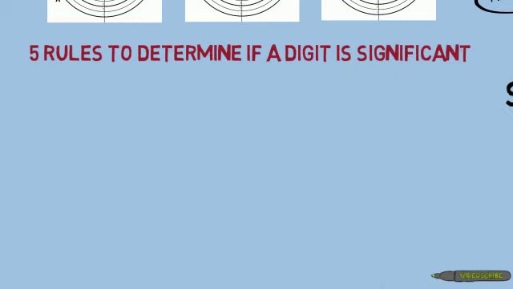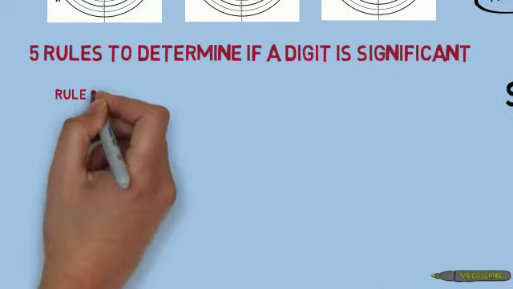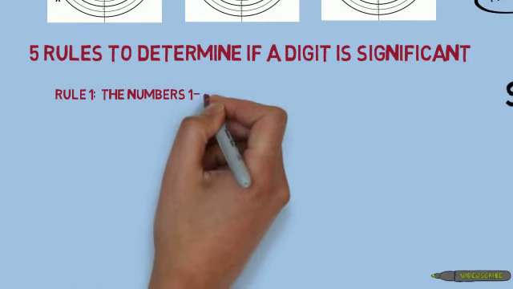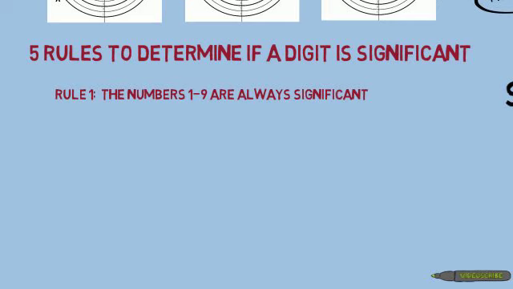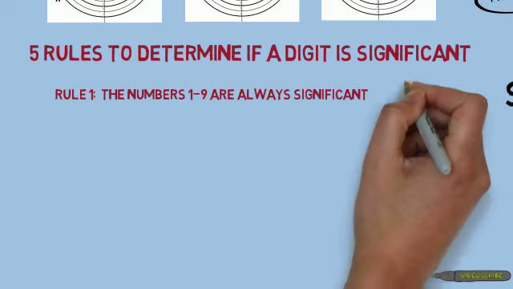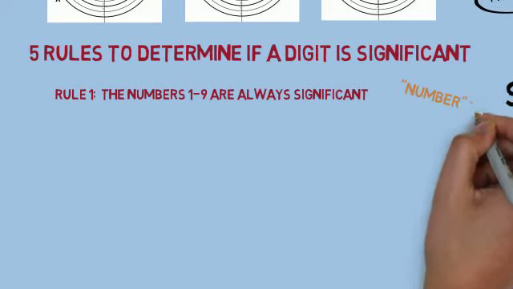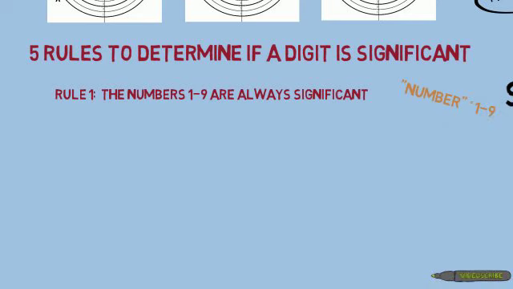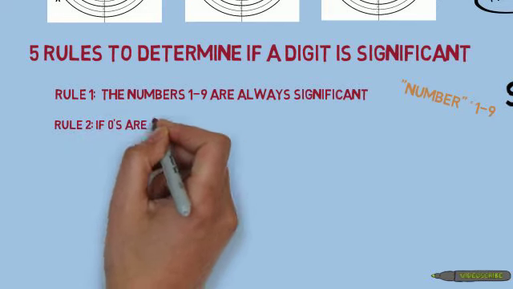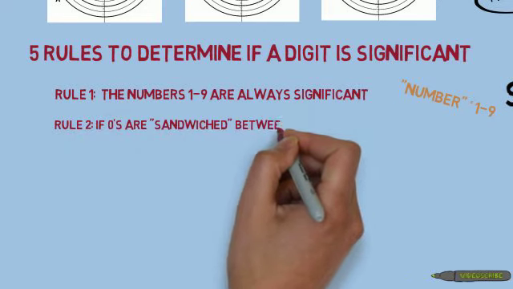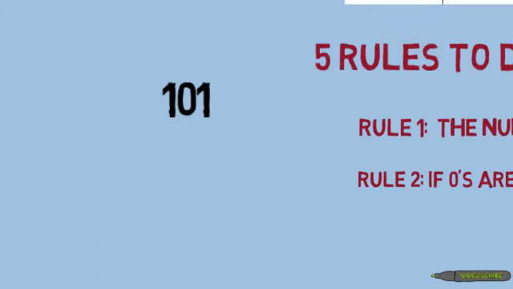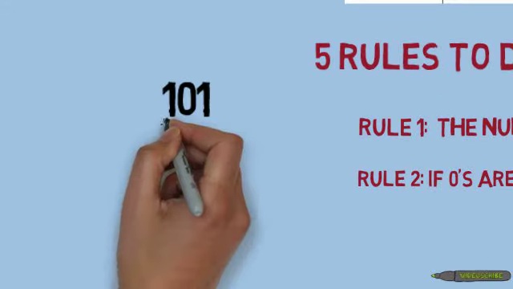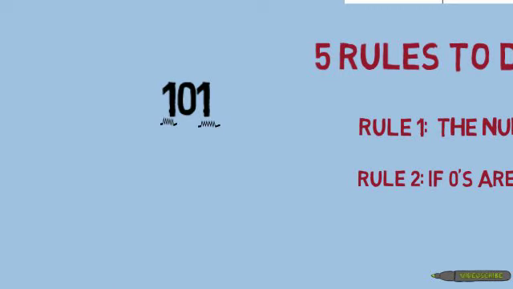Rule number 1, the numbers 1 through 9 are always significant. So that just leaves the number 0 that is sometimes significant and sometimes not. The rest of the rules deal with zeros and when they are significant. For the sake of our conversation, anytime I use the word number from now on, that means the numbers 1 through 9. Rule number 2 states, if a 0 is sandwiched between 2 numbers, it is significant. For example, 101 has 3 significant figures, both of the 1s and the 0, which is between the 1s.